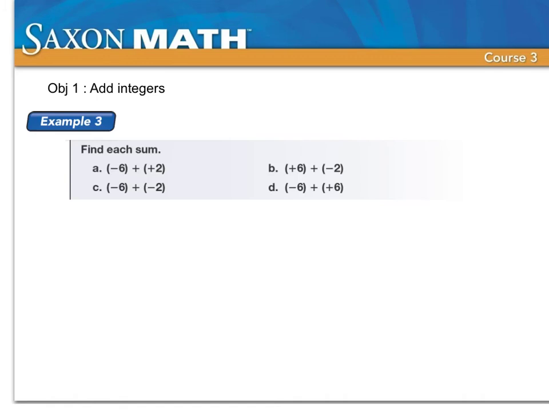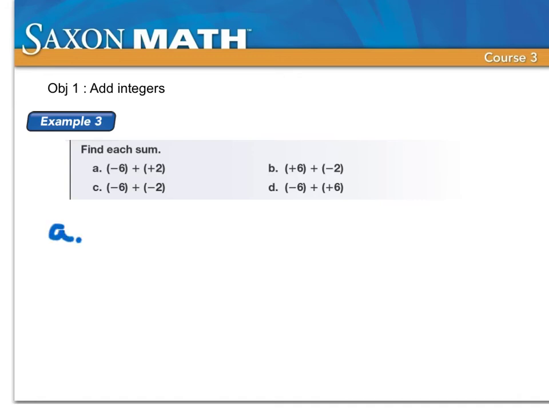Alright, so now we're on to objective one, okay, to add integers. So this is kind of the meat of the lesson here. We just learned the addition rules, so now we're going to use them. So instead of doing the number lines, we're just going to use these addition rules to make things go a lot faster and easier. Okay, but again, if the book tells you to use a number line, then you need to use a number line to model things. Alright, so let's get going on these.